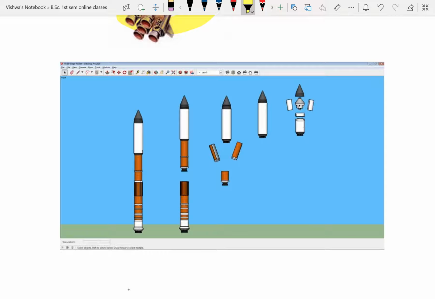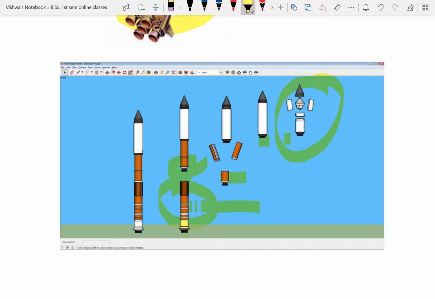Here the model shows how they are working. This is the first stage. After completion of fuel it will be removed, and next this one starts. Like that, finally only the instruments remain in the rocket.